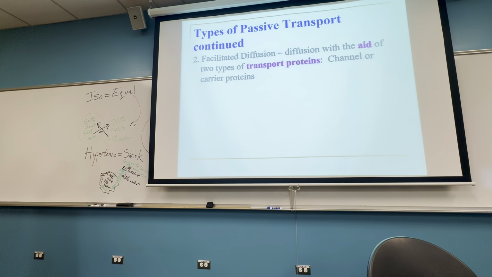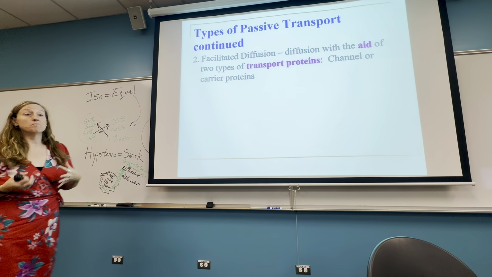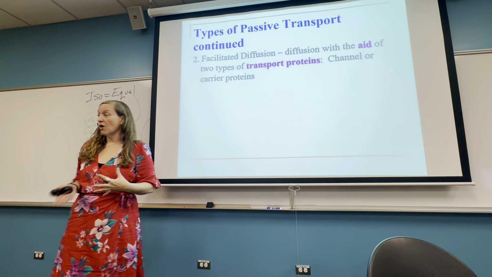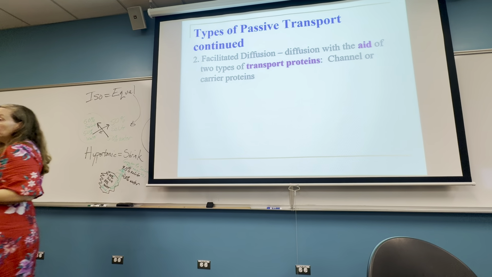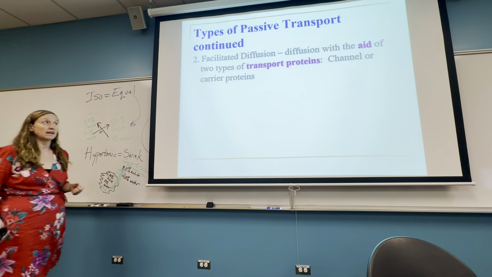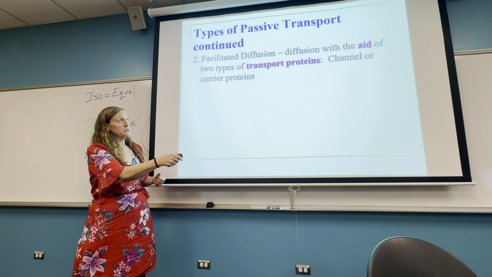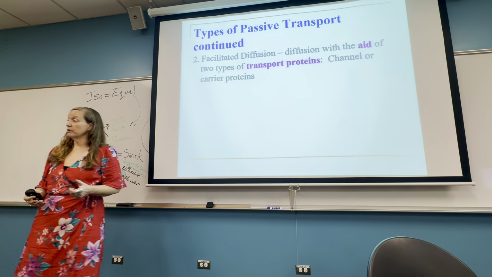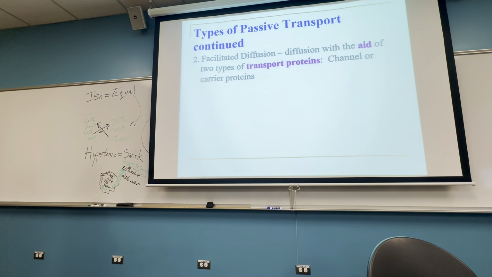So when you think facilitated diffusion, if you wonder what kind that is, just think facilitate means help, that the molecules or compounds going across the membrane need the help of a protein. They need to be facilitated or helped by something to get in and out of the cell. So we're going to look at two, the channel and carrier proteins, and we're going to go from simple to more complex.